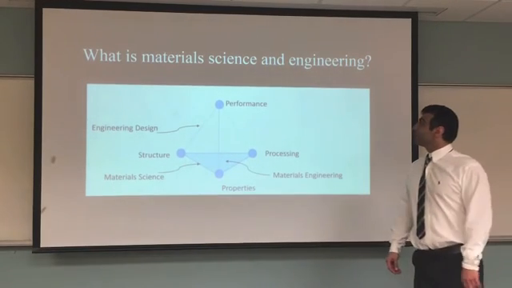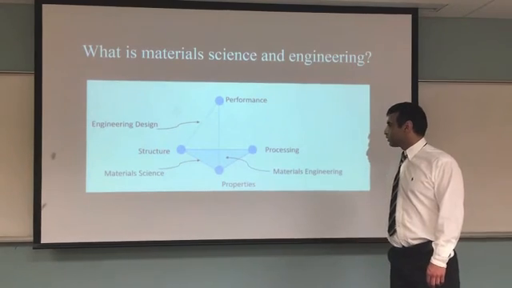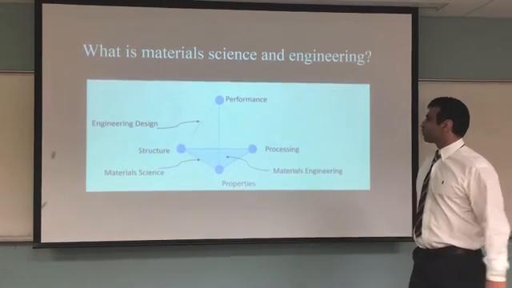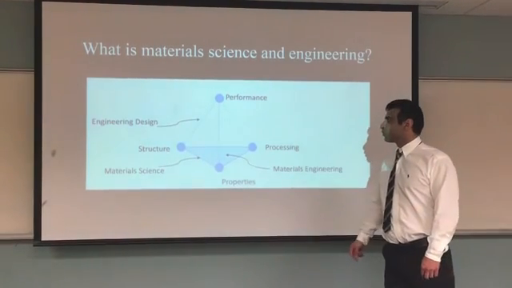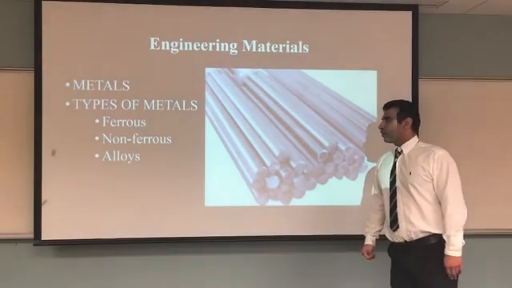Okay, what is material science and engineering? We're going to take a look at the structure and properties of the materials, and then we're going to process it in order to get the best performance. We're going to divide the materials into 4 different types.